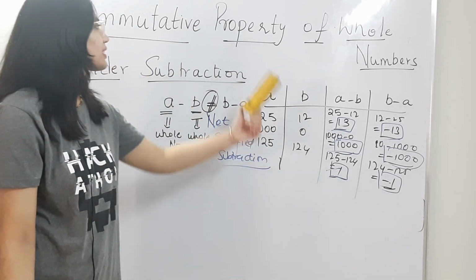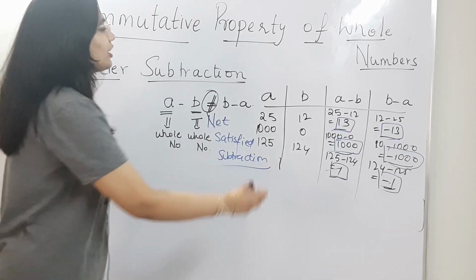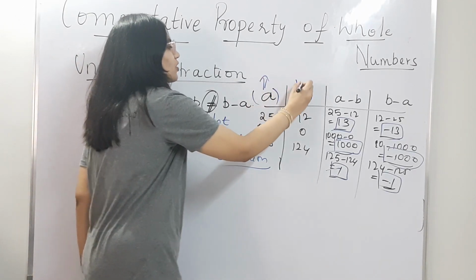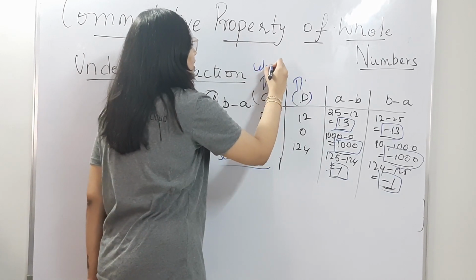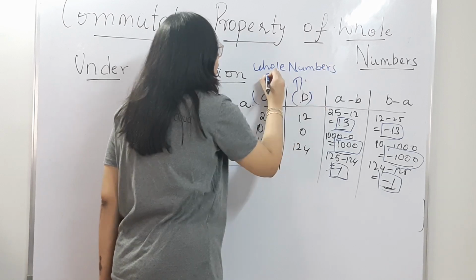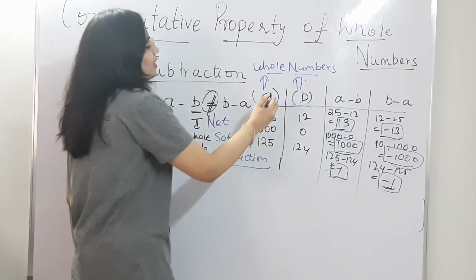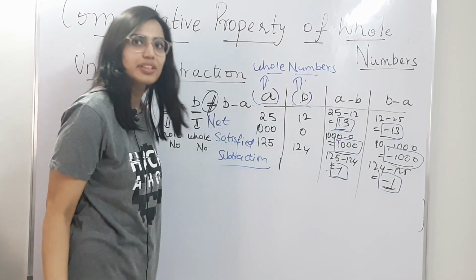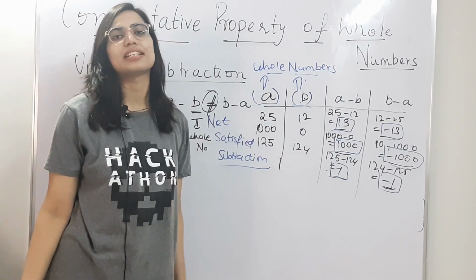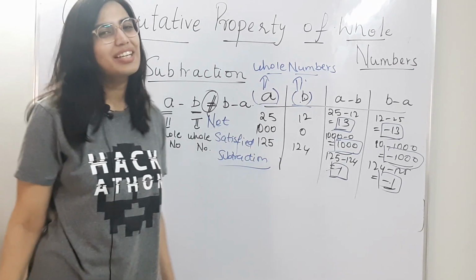Okay, this is the commutative property of whole numbers under subtraction, and make sure that you perform these operations considering this A or this B as whole numbers, and we use A and B as a terminology to represent whole numbers, as in just we are assuming that this is one whole number and this is one whole number. As mentioned in my previous video, these are just variables that we are assigning. Okay. So now let's jump to the multiplication.